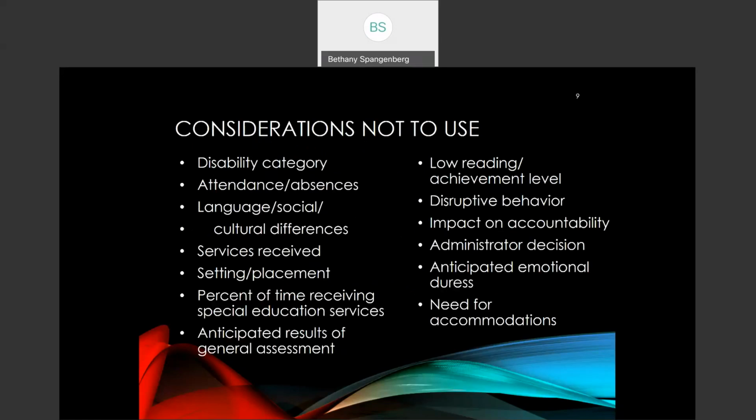In addition to sources of evidence, some considerations should not be used, or not be used in isolation. Disability category, anticipated results of the general assessment, and the student's primary setting or placement are the most frequent explanations heard from the field for determining eligibility.